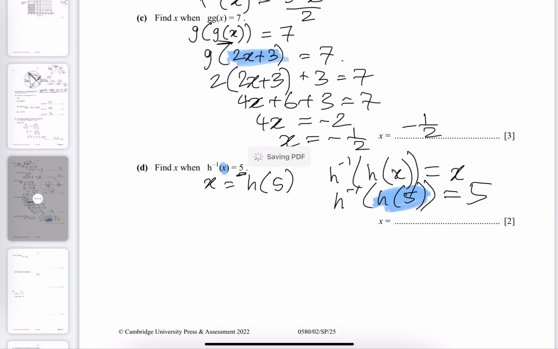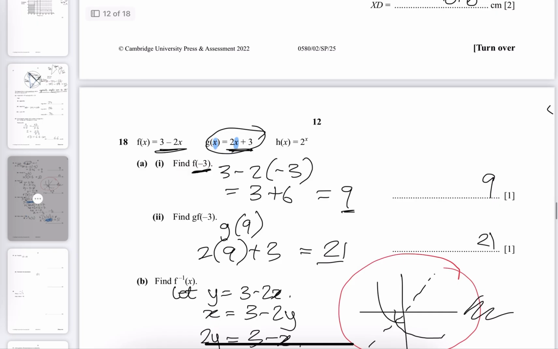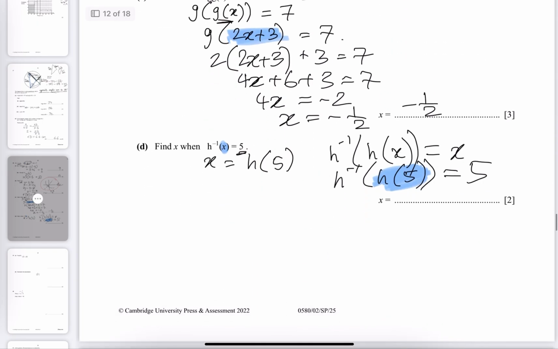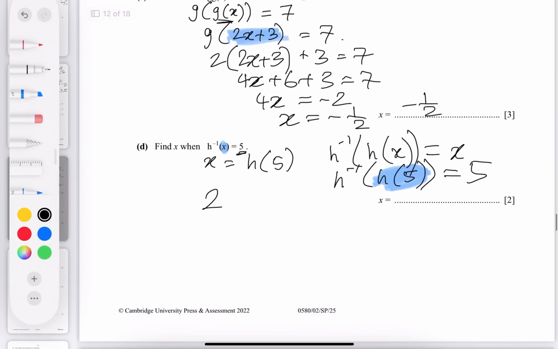And what is h of x? h of x is 2 to the power of x. So we just replace x with 5: 2 to the power 5. So x is equal to 2 to the power 5, which is 32. So x is equal to 32.